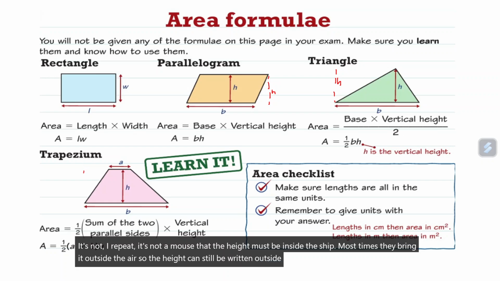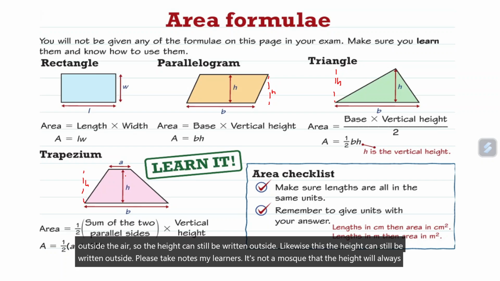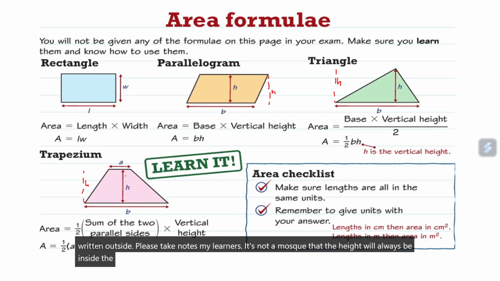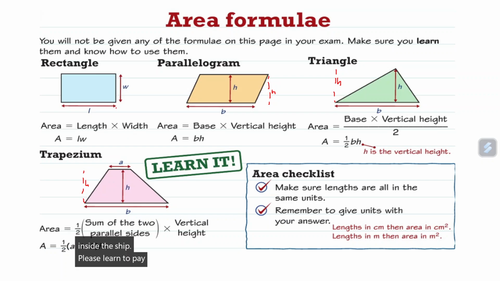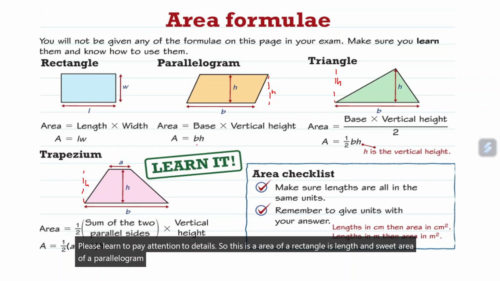Likewise, this height can still be written outside. Please take notes, my learners. It's not a must that the height will always be inside the shape. Please learn to pay attention to details. So the area of a rectangle is length times width. The area of a parallelogram is base times height. Then we look at the triangle.